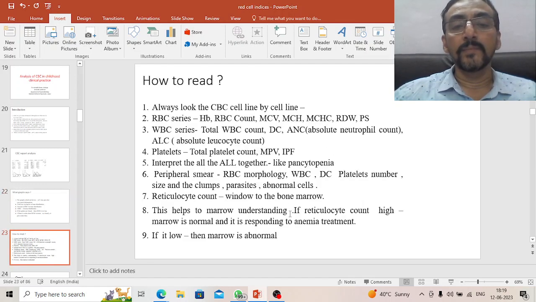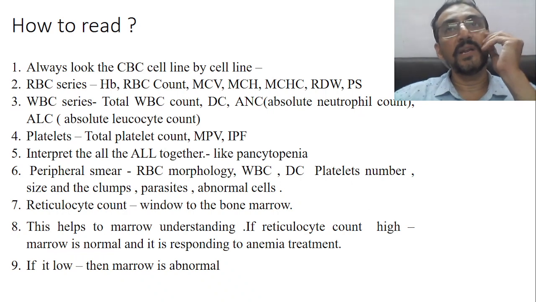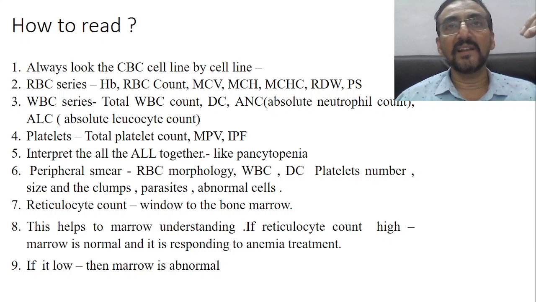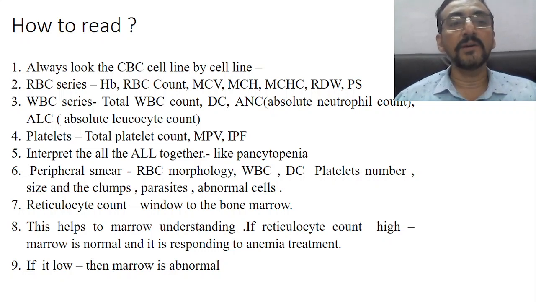Now if you look at this slide, how to read the CBC. Always look at the CBC cell line by cell line. Always, do not look at the CBC in general, look cell line by cell line. First look at the RBC cell line, after that the WBC cell line, and then go for the platelet cell line and compare that. RBC series means we have Hb count, RBC count, MCV, MCH, MCHC, then RDW.